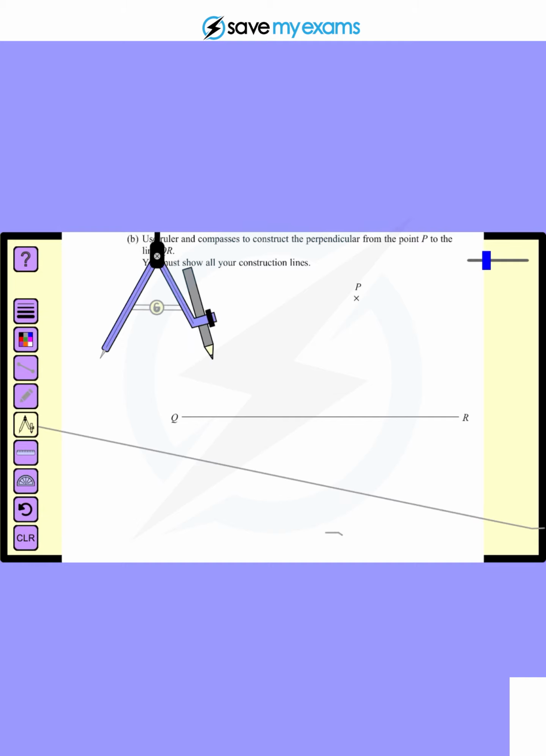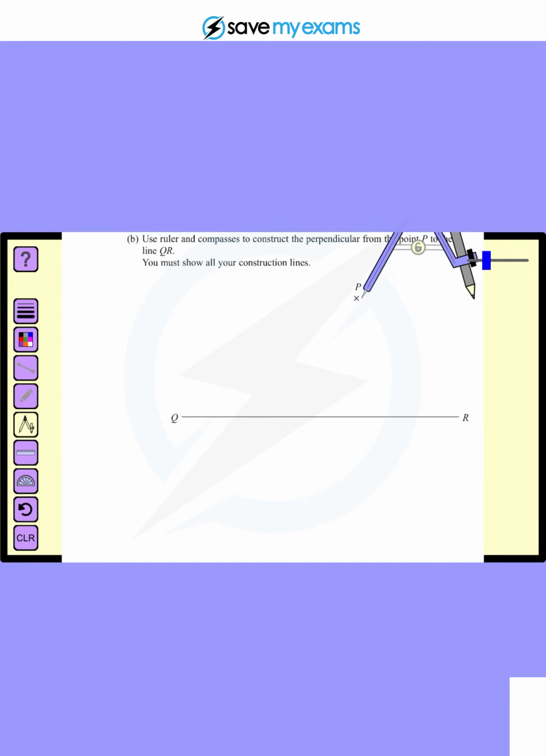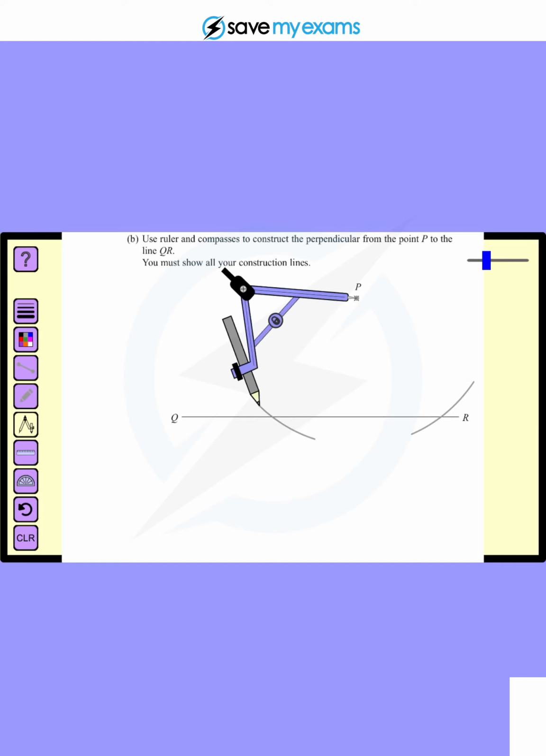Here's a pair of compasses. Right, let's move our pair of compasses and put the pointy bit again on P. Okay, and then what we need to do is make sure the compasses are big enough that it crosses the line QR, and again we're going to keep it locked, so make sure your pair of compasses are nice and stiff. Right, let's draw an arc there which crosses the line QR, and then let's move the compasses round and draw another arc here.